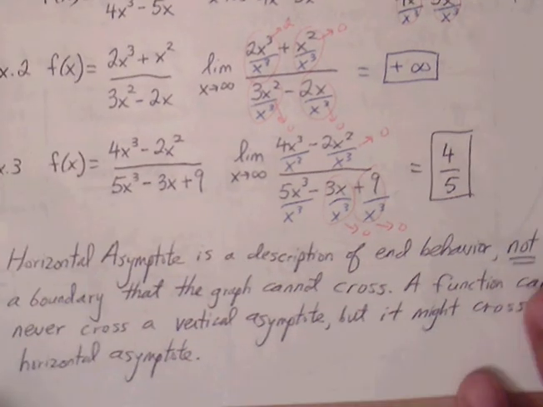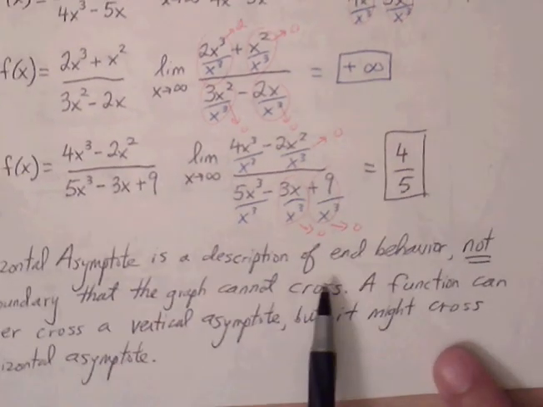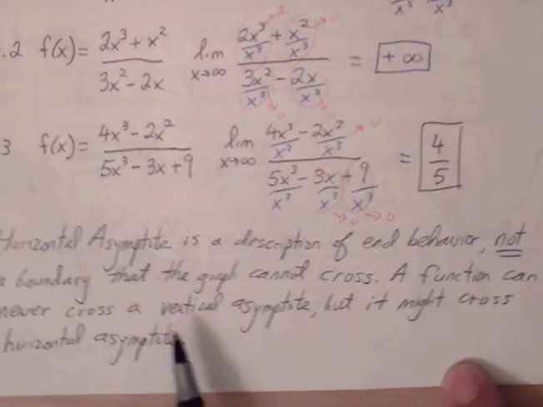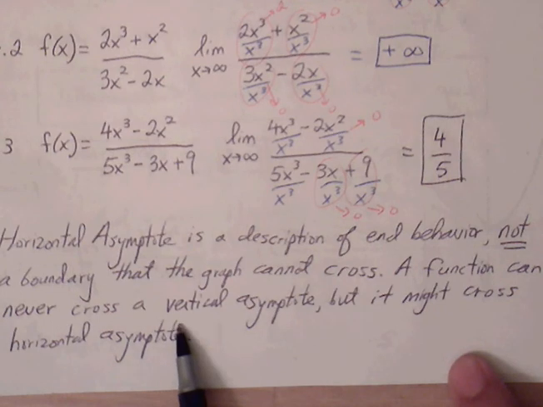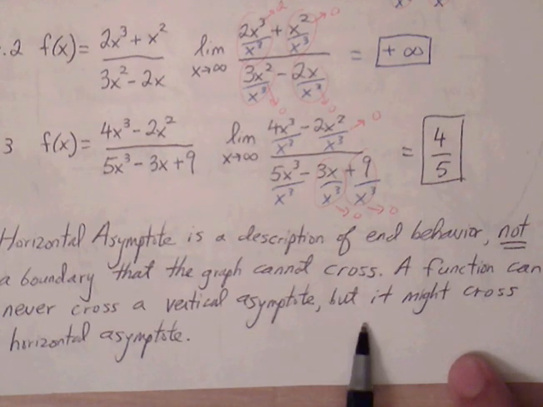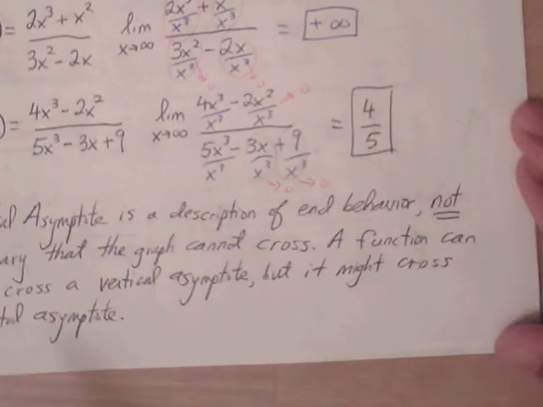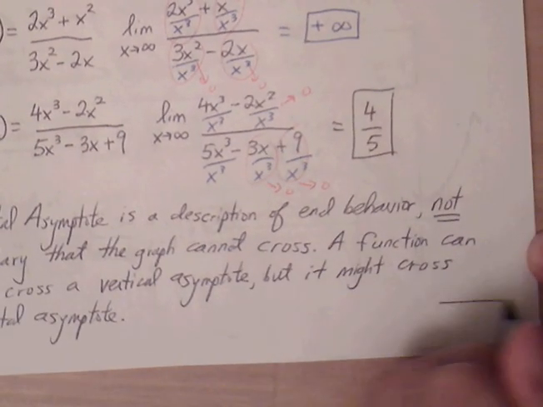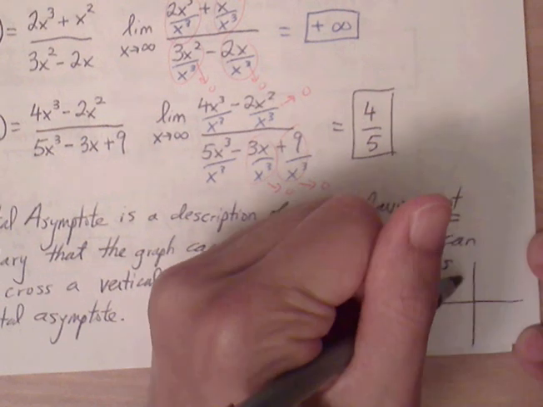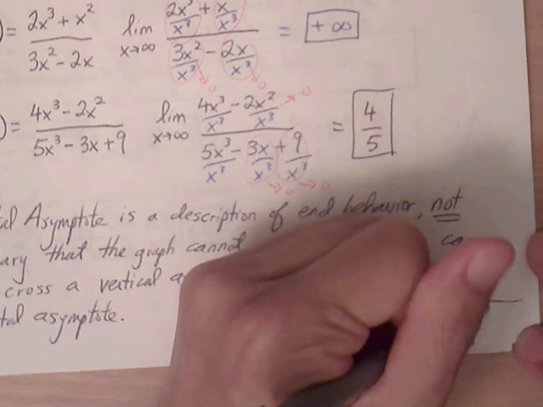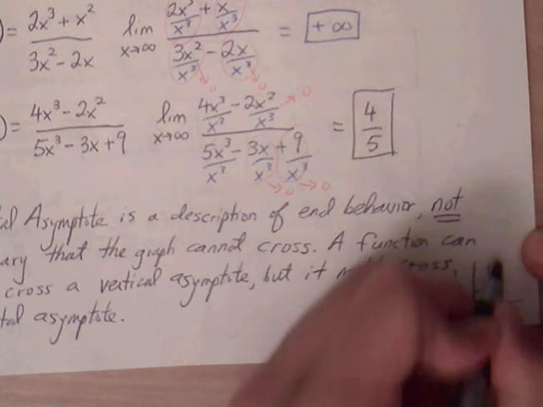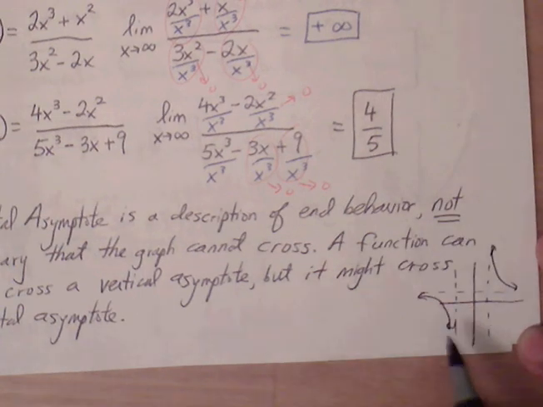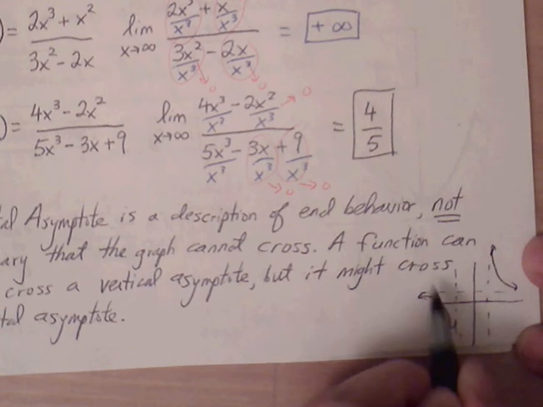Hey, horizontal asymptote, again, is a description of end behavior, not a boundary that the graph cannot cross. So a function can never cross a vertical asymptote. That's a true statement, but it might cross a horizontal asymptote. So for instance, we could have a graph that looks like this. So here we have vertical asymptotes at, let's say, -2 and +1, and a horizontal asymptote at y equals 1.